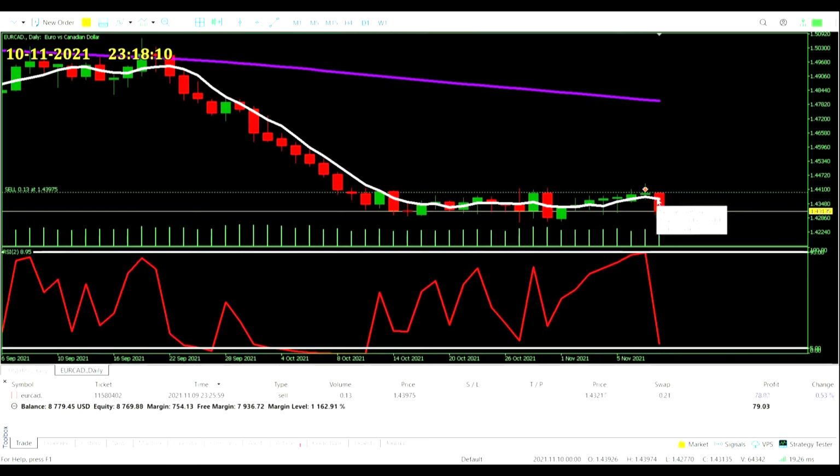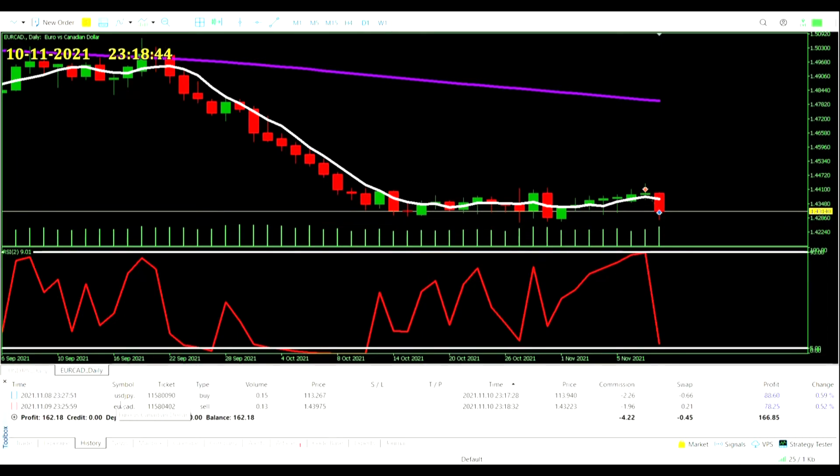Euro Canadian dollar only got in this one last night, and we are going to be closing this one off as well. It's a sell trade, and price has rocketed down, and we're going to get decent profits from this one as well. There we go, 78.25 plus a 21-cent swap and less $1.96 for commission. Really nice. Between both trades, $162.18. It gets us a bit back in it.